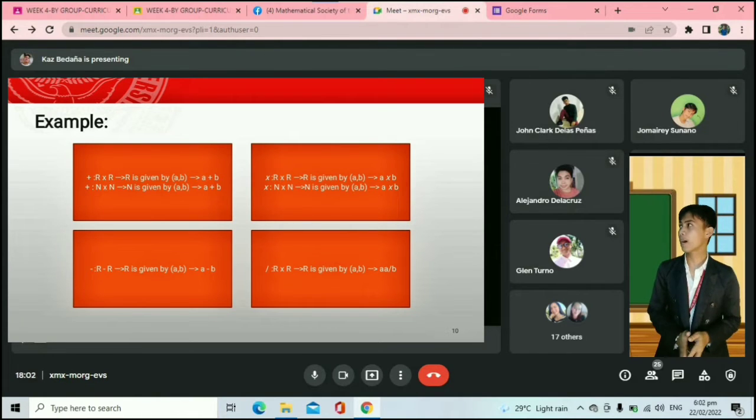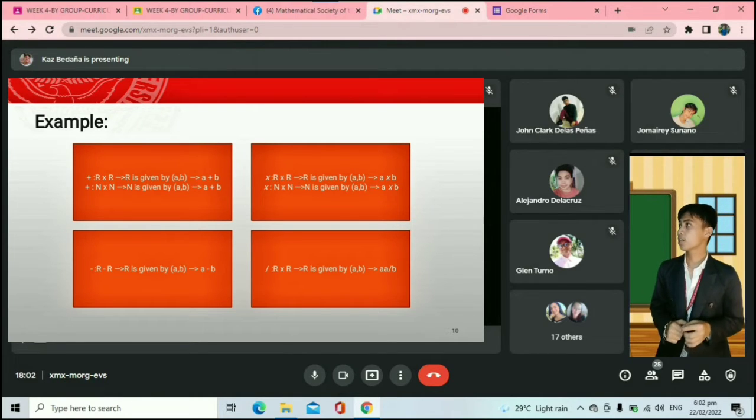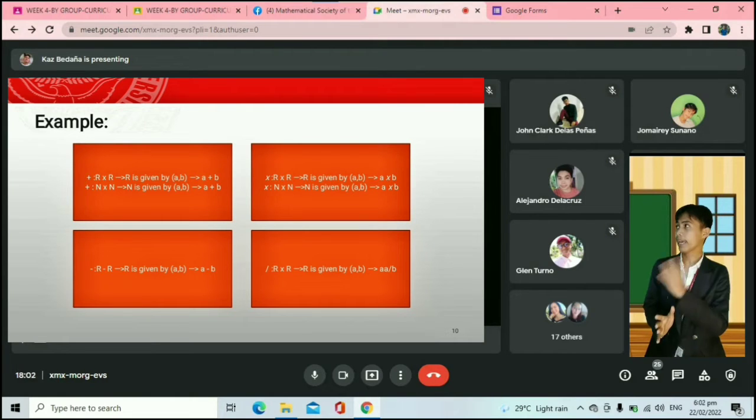Next, let us show that multiplication is a binary operation on real numbers and also on natural numbers. If we multiply two operands which are natural numbers, the result will also be a natural number. It is the same as in binary addition. The same holds good for real numbers.